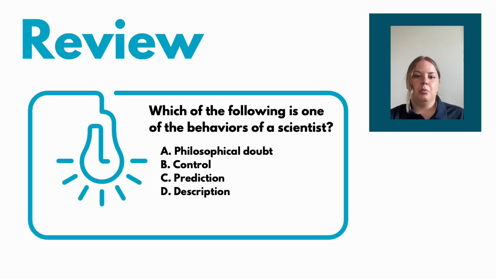Let's review. Which of the following is one of the behaviors of a scientist? Philosophical doubt, control, prediction, or description? I'll give you a second to think about that. The answer is A, philosophical doubt. Control, prediction, and description are the parts of scientific investigation. So philosophical doubt is the only behavior of a scientist in these options.